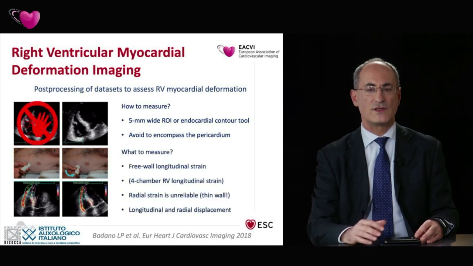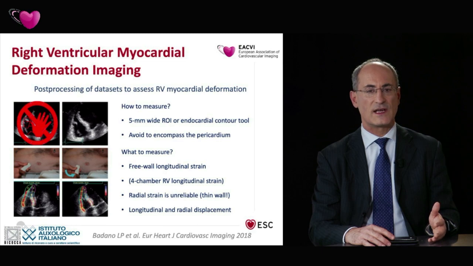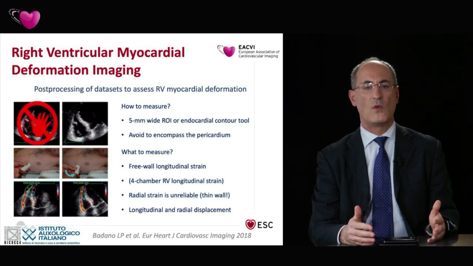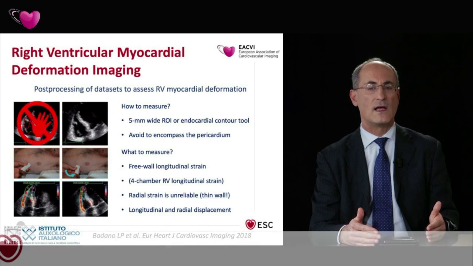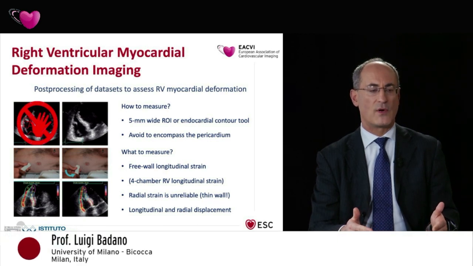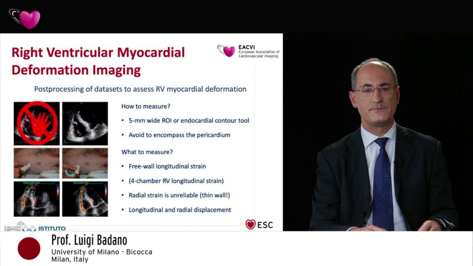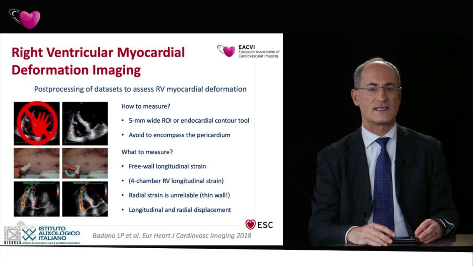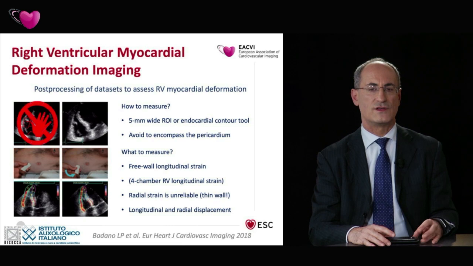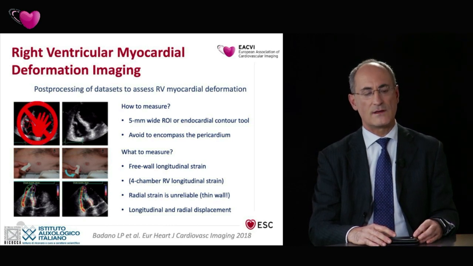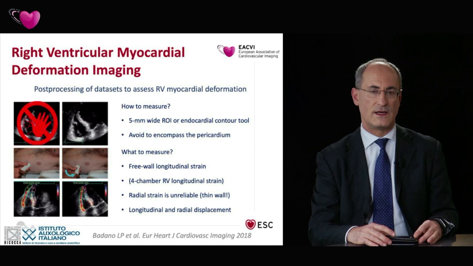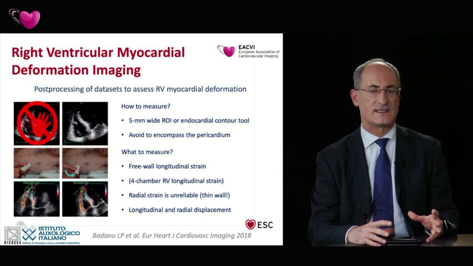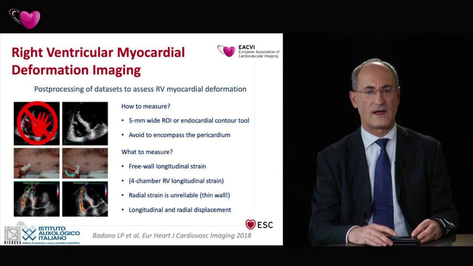About what to measure, for sure the free wall longitudinal strain is the parameter that has been most studied in the literature, and the one for which we have more prognostic and diagnostic data. The four-chamber right ventricular longitudinal strain, that means including the interventricular septum in the computation of the longitudinal strain, can be used not for the prognostic power of the parameter, but to better understand the pathophysiology of the right ventricular dysfunction.